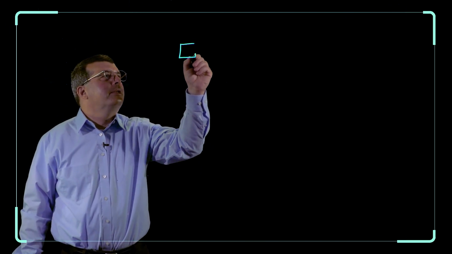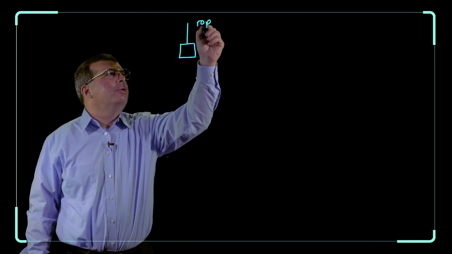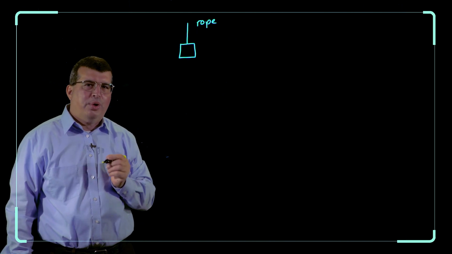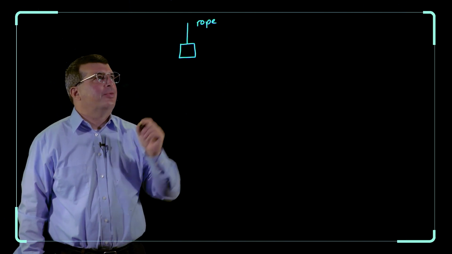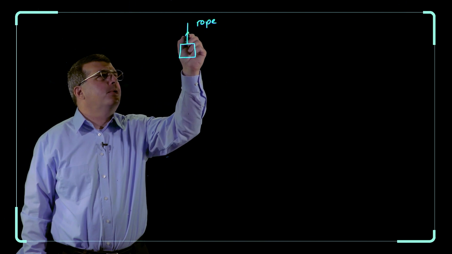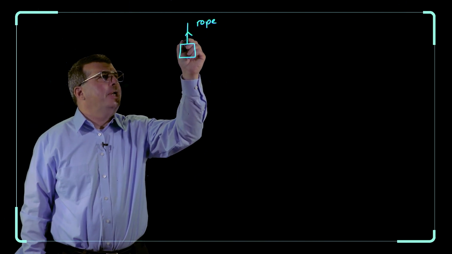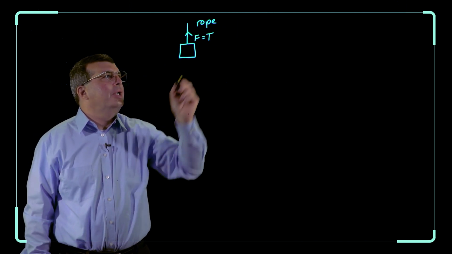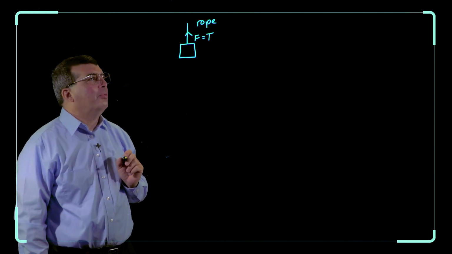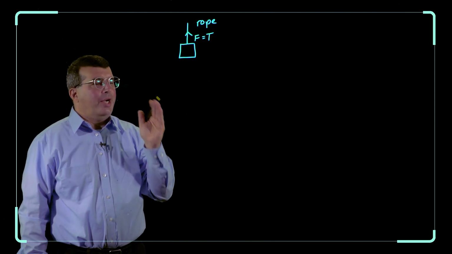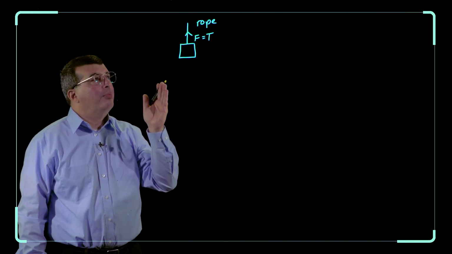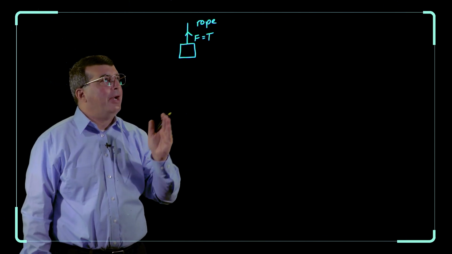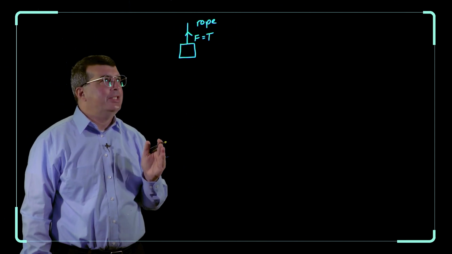First, I'm going to draw an object hanging from a rope. So there's my object. That object is hanging from a rope. Well, the rope is pulling on the object in the direction of the rope. So the force from the rope, which I'll draw with an arrow, is in the direction of the rope, and the force is equal to the tension in the rope. So the direction of the force exerted by the rope is in the direction of the rope, and the amount of the force is equal to the tension in the rope.